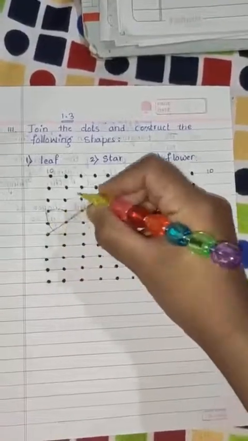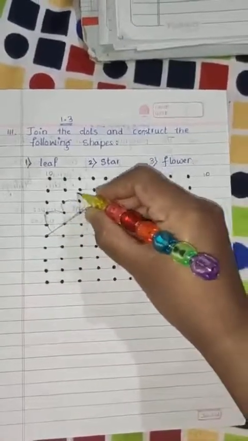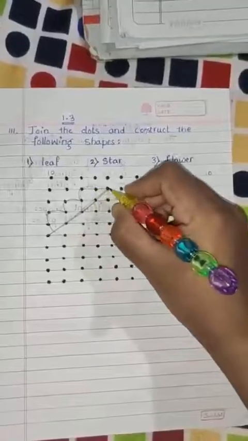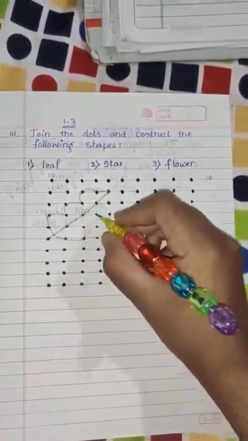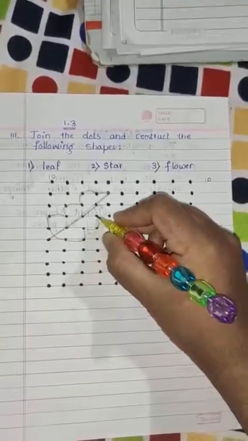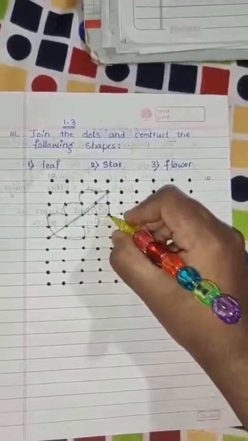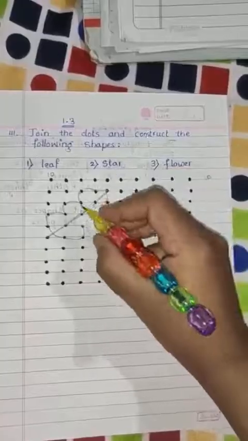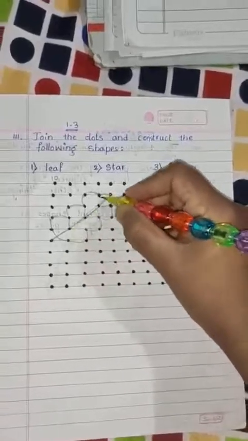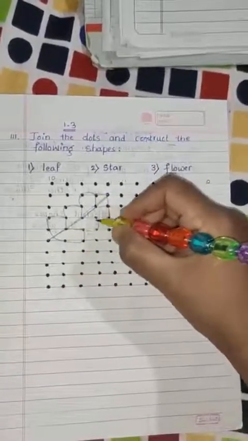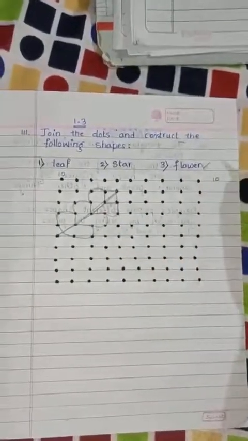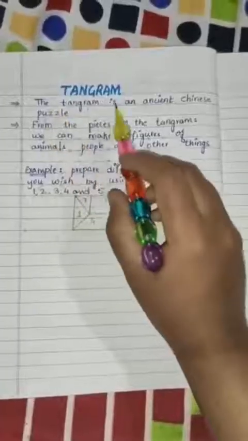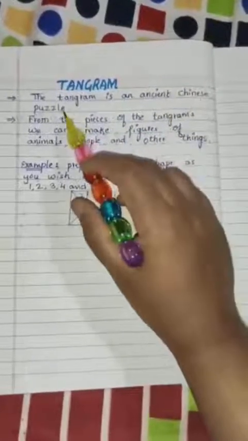See, I'm joining the dots, right? So in the same way you all have to join the dots and make two more shapes, that is the star and the flower. Okay, children? Good.